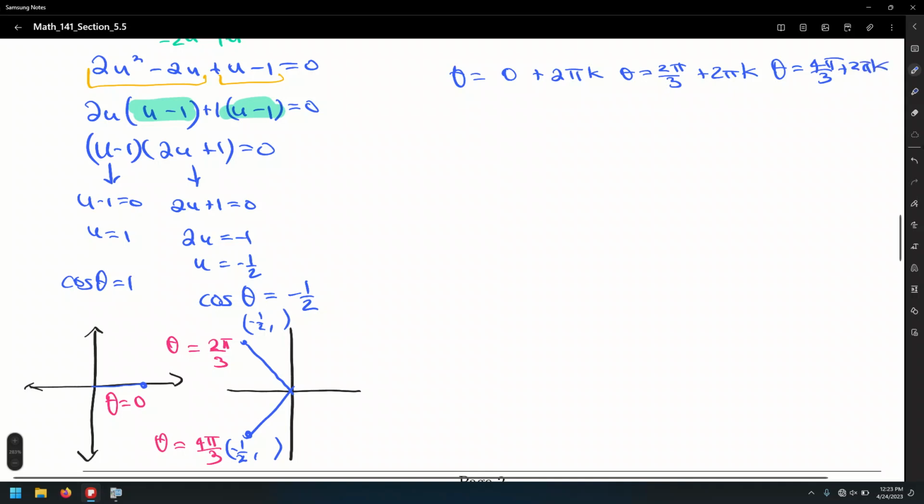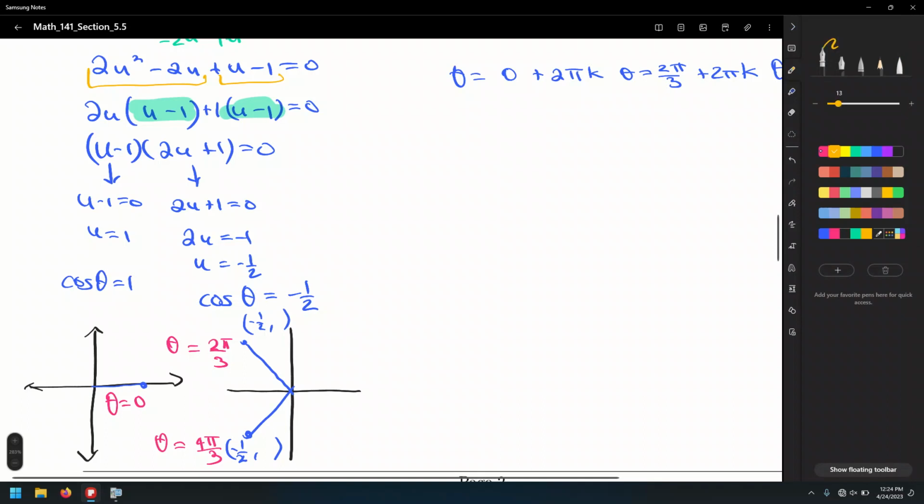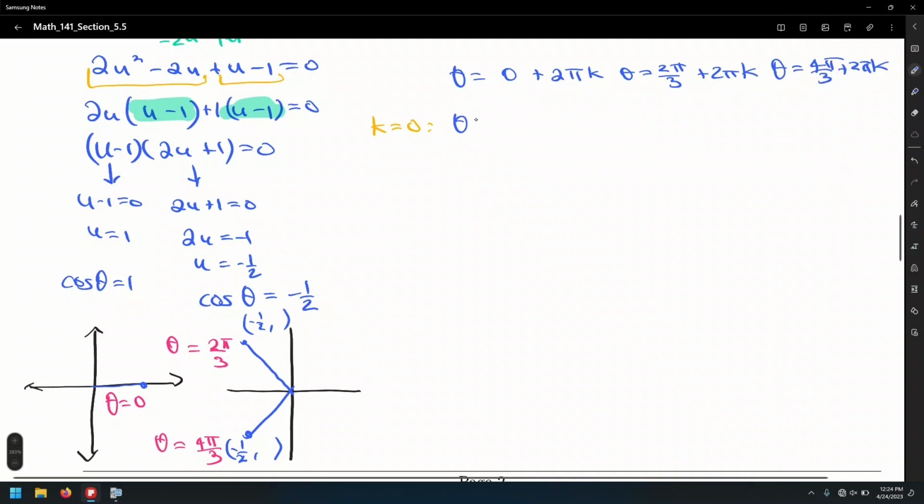Well, we don't have any shiftings or transformations for these trigonometric functions or equations that we're solving for the angle. So we will just generate some values. How about k equals 0? We start with k equals 0. Okay, let's generate solutions. The first theta will be 0 plus 2 pi times 0. Theta equals 2 pi over 3 plus 2 pi times 0. Theta equals 4 pi over 3 plus 2 pi times 0.